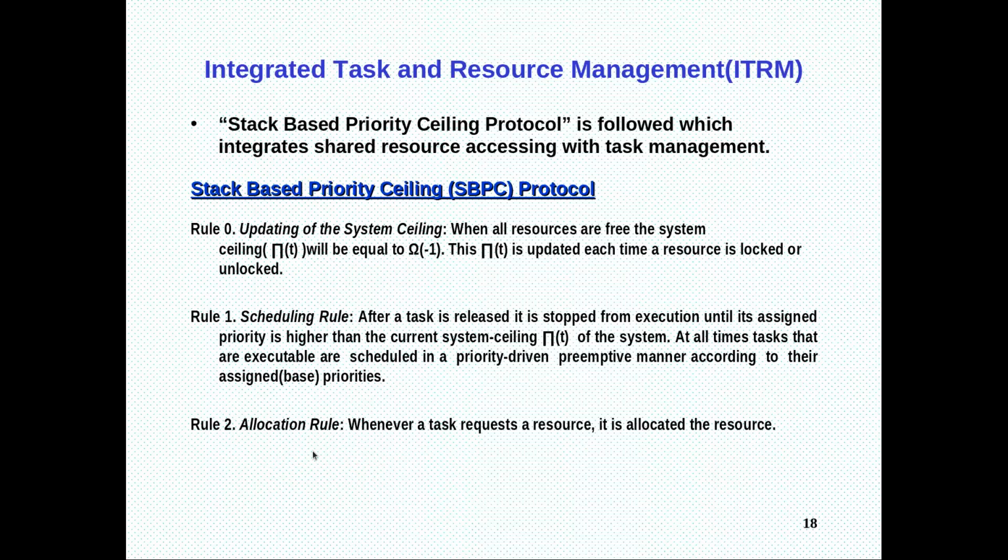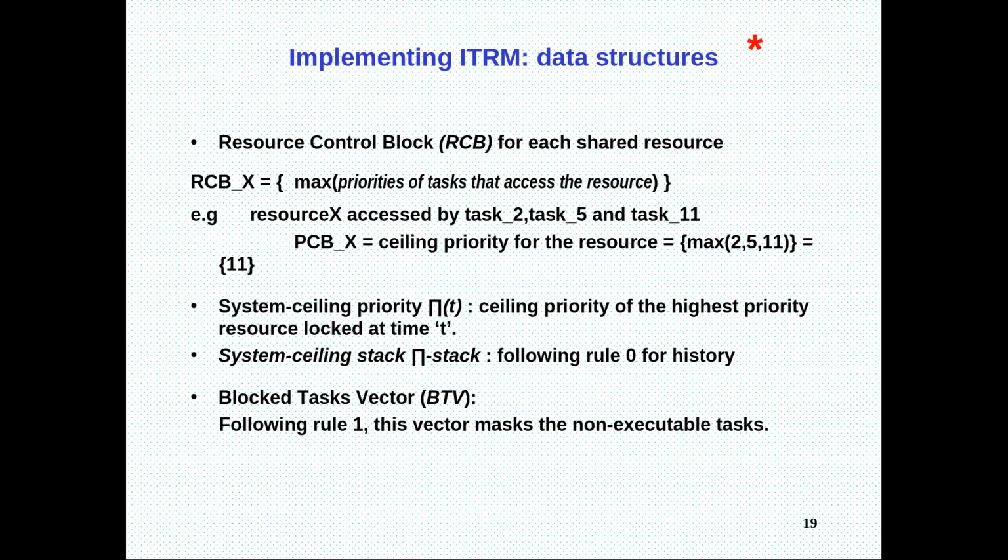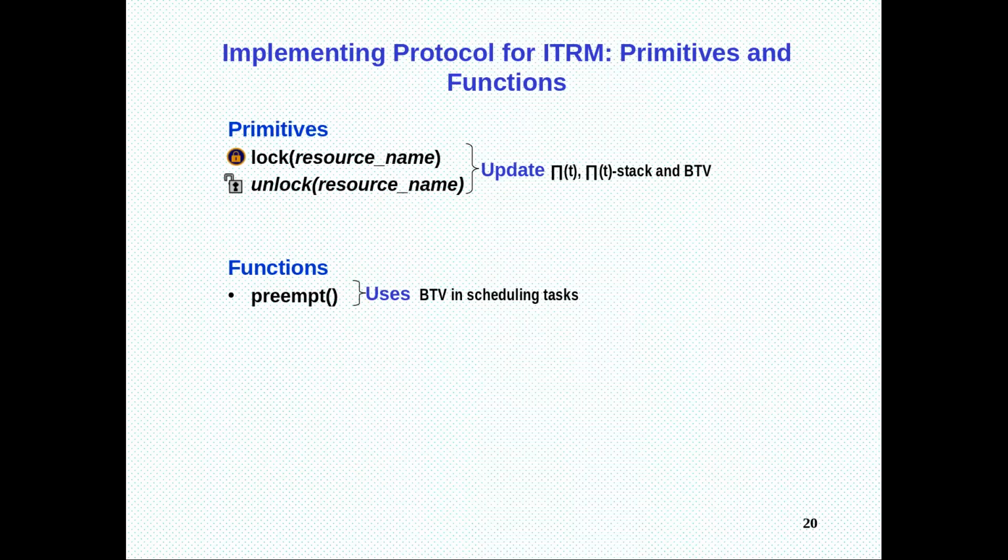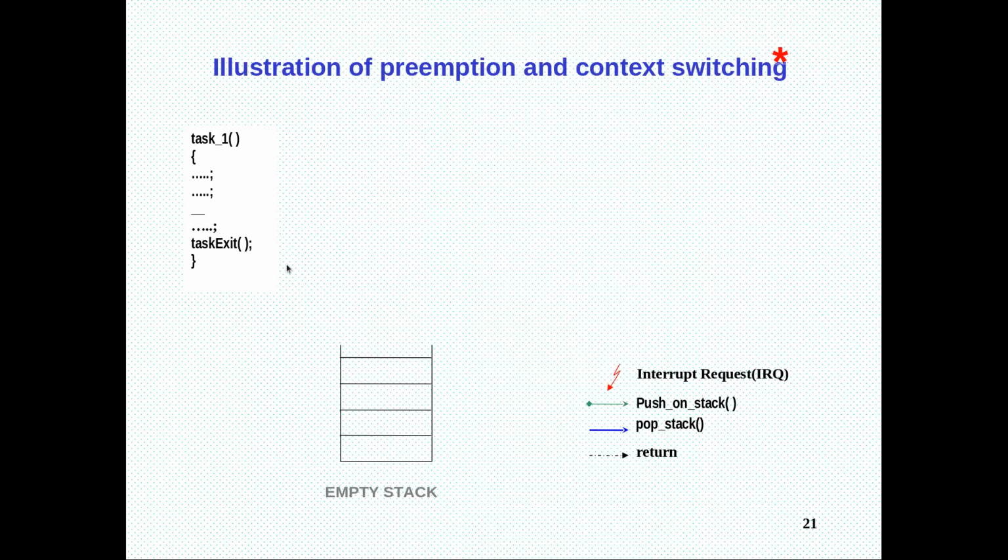Essentially, what the stack-based priority ceiling protocol ensures is that a task can only start running if all the resources it might require during its lifetime are available. That is the simplest rule it implements. Let's not look into this. Basically, in the kernel there are two calls corresponding to resource blocking and resource unblocking and all that stuff.